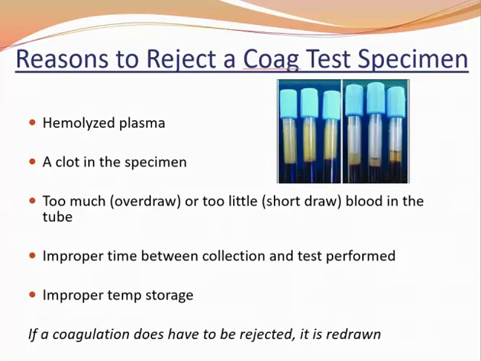Of course, if your plasma is hemolyzed, we'd have to reject the specimen. If there's a clot in the specimen, it would have to be rejected. If the specimen has too much in it, or is overdrawn, or if the specimen is too little or too short in the tube. And this is an example of overdrawn.